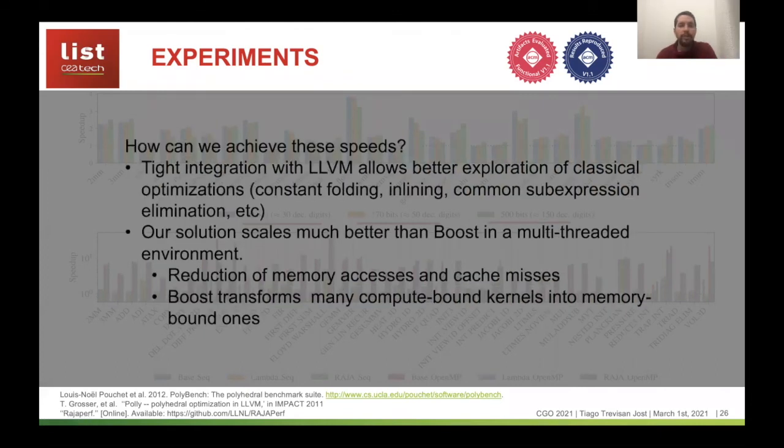So how can we achieve this speed up? Well, first, because we have a tight integration with LLVM, and that allows us to have a better exploration of the classical optimizations inside the infrastructure. Our solution also scales much better than Boost in a multi-thread environment because we are able to reduce the number of memory accesses and cache misses as well. And in many of the situations we have seen that Boost can transform many of the compute-bound kernels into memory-bound ones. And in our case, we're able to achieve much better performance than Boost in a multi-thread environment.